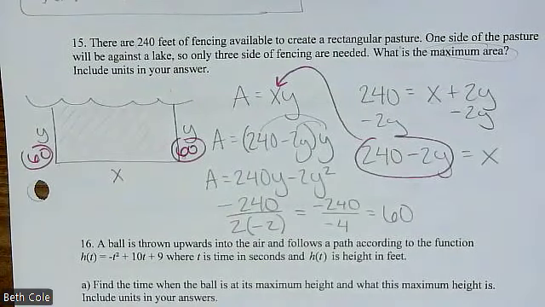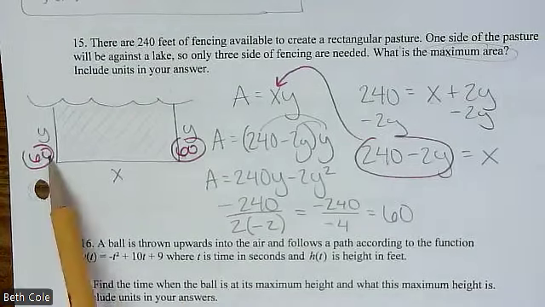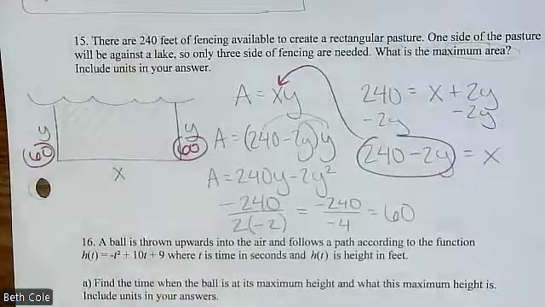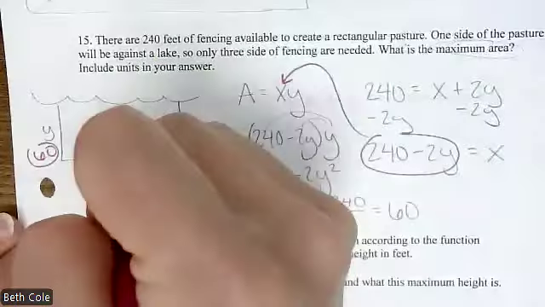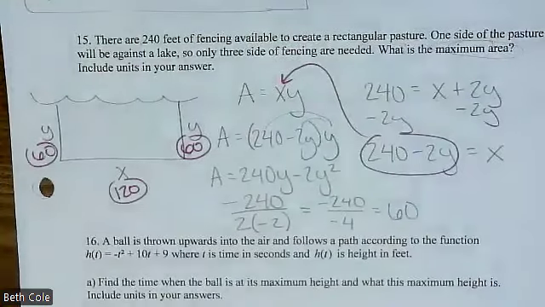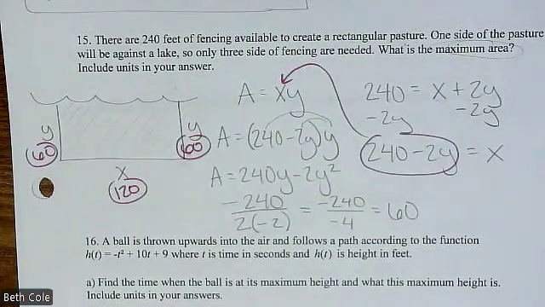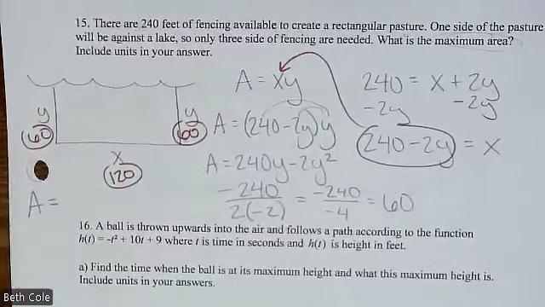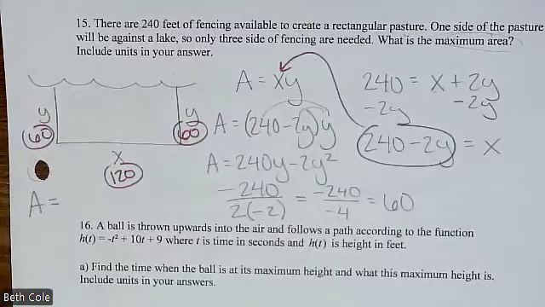How could we figure out what x is? 240. Good. So 60 and 60 is 120. So 120 is what's left for x. Did we answer the whole question? No, because what does it say to find? The maximum area. How would we get the area? Multiply. Yeah, 120 times 60.